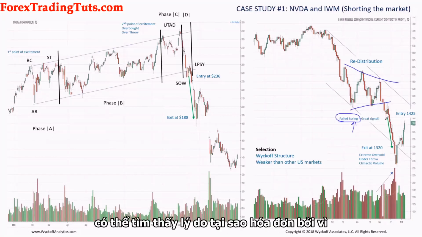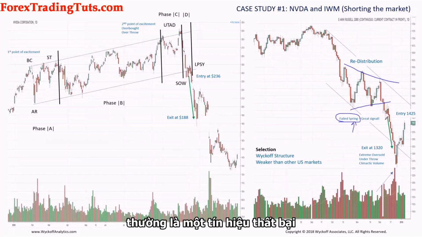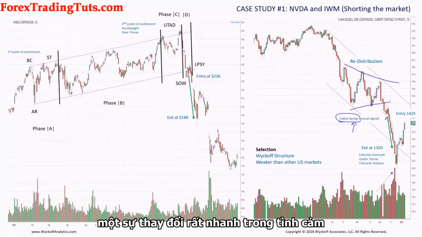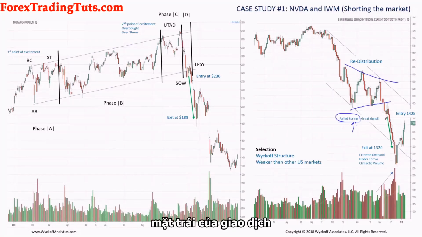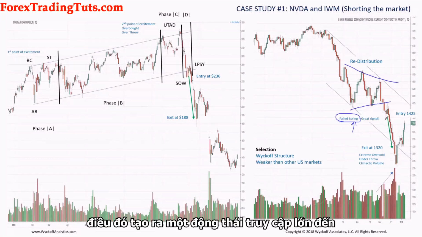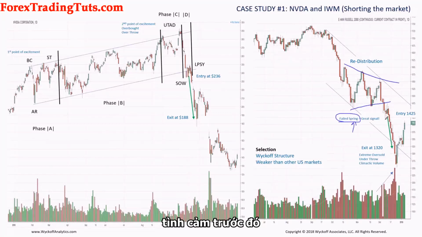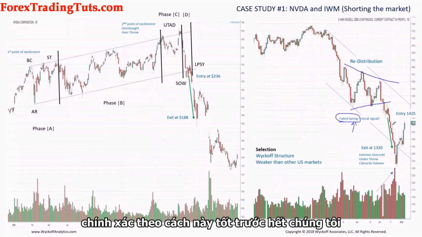Why, Bill? Because usually a failed signal will have a very quick shift in the sentiment, where the majority of traders were on the wrong side of the trade, and then as they close out their positions either via stop loss or capitulation, that produces a big counter move to the sentiment that preceded that. And we kind of see that it happened exactly this way.